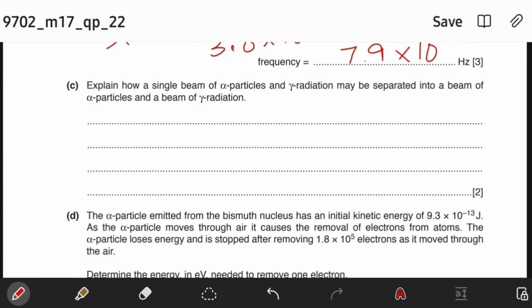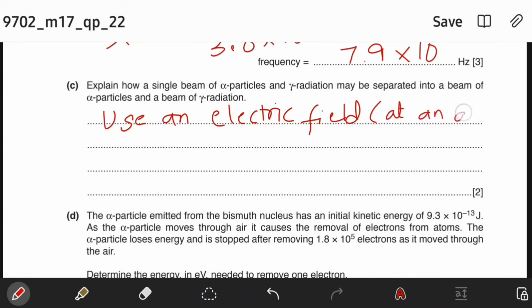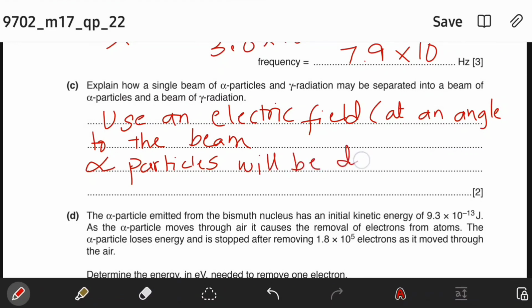Explain how a single beam of alpha particles and gamma radiation may be separated into a beam of alpha particles and a beam of gamma radiation. Okay, you can simply use an electric field at an angle to the beam. Why? Because alpha will be deflected, while gamma radiation will not.